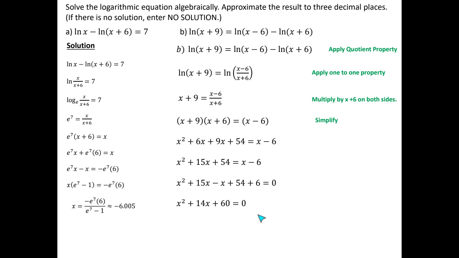At this point, it's quadratic, so you can either factor or use the quadratic formula. I went ahead and used the quadratic formula. So I have 14 as my b. So I have negative 14 plus or minus the square root of 14 squared minus 4 times 1 times 60, divided by 2 times 1. So if I simplify, then I end up with a negative in the square root. That means that there will be no solution.